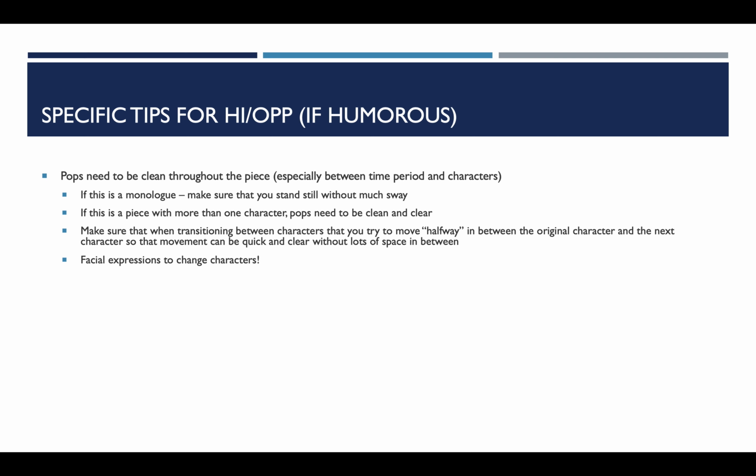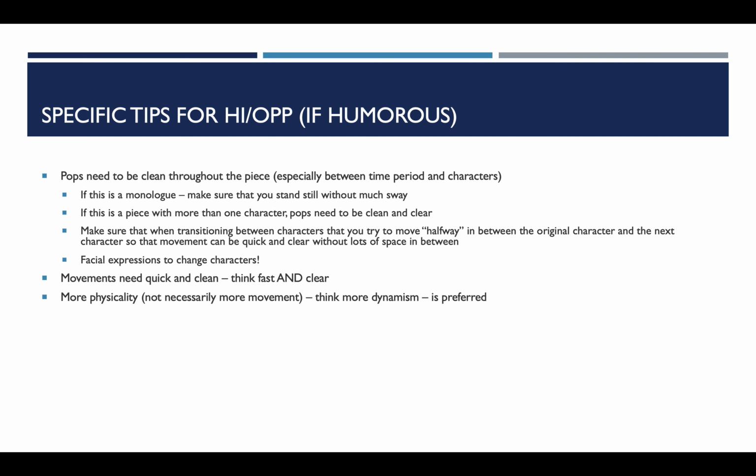Another thing that we can do is make sure that we have facial expressions that change in between our characters. That's another easy way to distinguish and to differentiate between characters. And again, movements need to be quick and clean. Think fast and clear. More physicality. Remember, not necessarily more movement, right? More movement can actually be detrimental because that confuses judges who don't really know what is going on in the actual piece. Think more dynamic or dynamism, right?